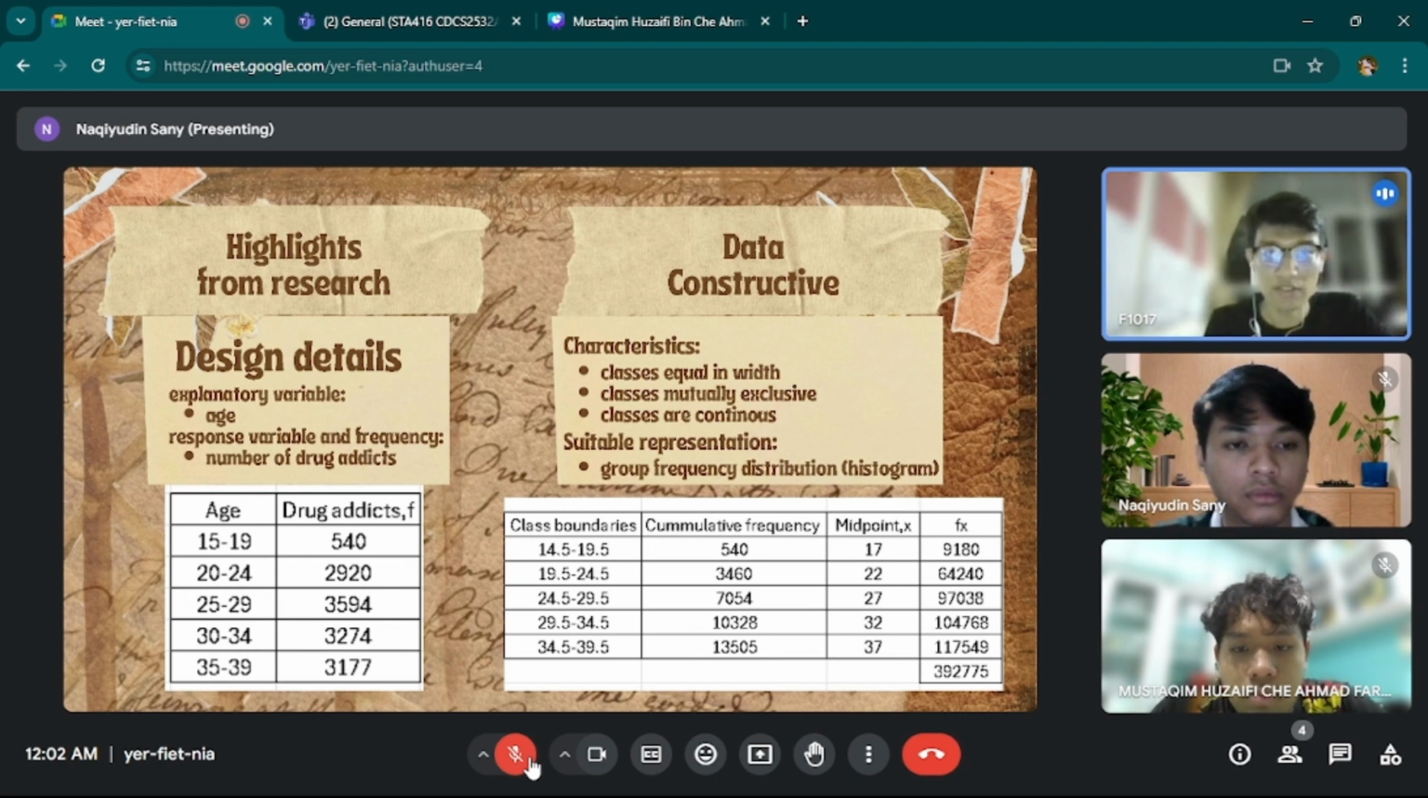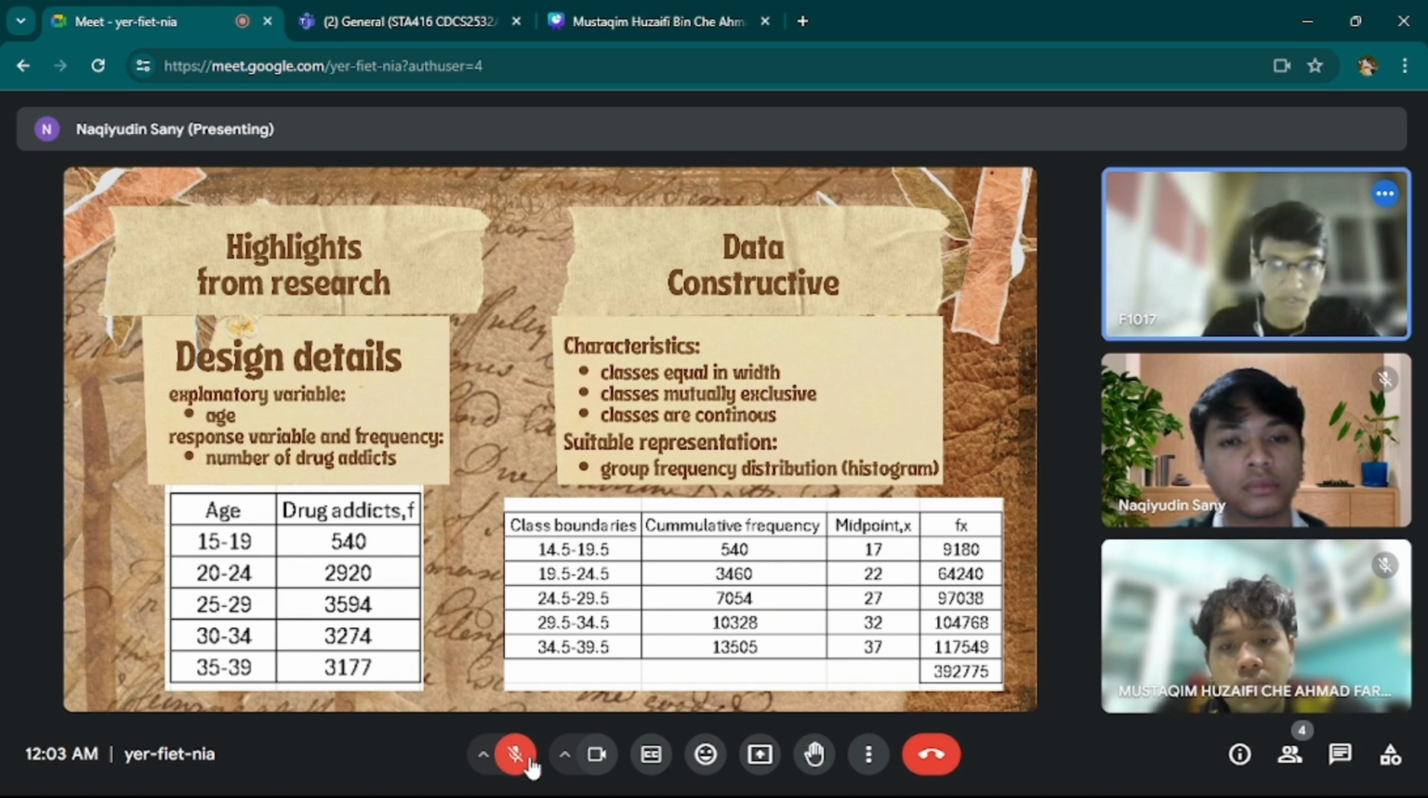For the data construction, from the data set we can determine the characteristics: the classes are equal in width by age, the classes are mutually exclusive because they do not overlap with other data, and the classes are continuous. For representation, the suitable graph for the frequency distribution is a histogram. From the table below, we can see the class boundaries, cumulative frequency, midpoint, and the frequency multiplied by midpoint.